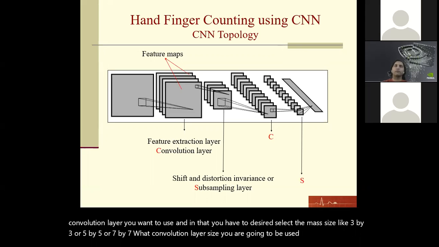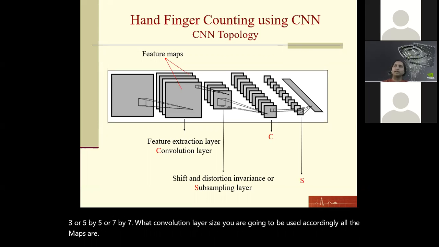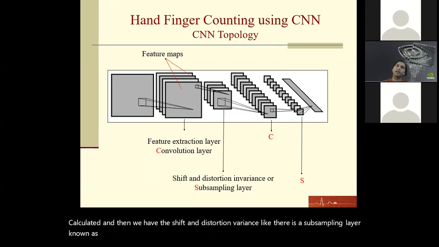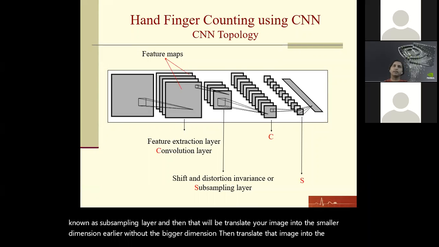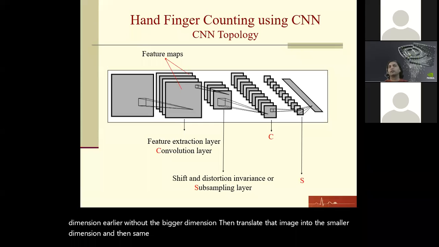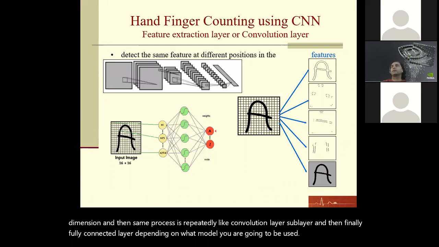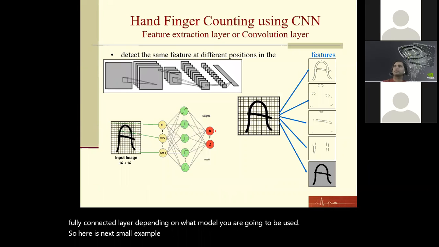Accordingly, all the maps are calculated, and then we have the shift and distortion invariance, like there is a subsampling layer, and that will translate your image into a smaller dimension. Earlier we had the bigger dimension, then we translate that image into the smaller dimension, and then the same process is repeated: convolution layer, subsampling layer, and then finally a fully connected layer, depending on what model you are going to use. So here is a small example of how the feature extraction layer is going to work.